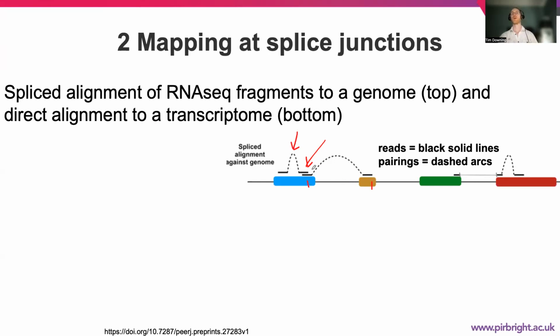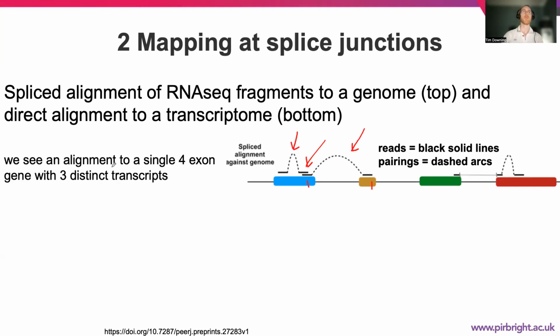then we can estimate the distance apart based on the insert size. That gives us an expectation of how far apart they should be, and therefore which isoform they come from. So this is an example where you have 4 exons here and 3 distinct transcripts present. So you have the red-green transcript, the blue one, and then the blue and dark yellow one.